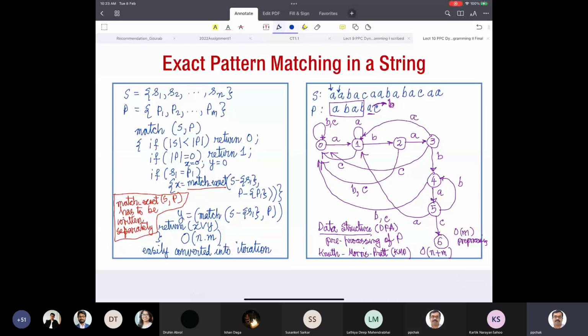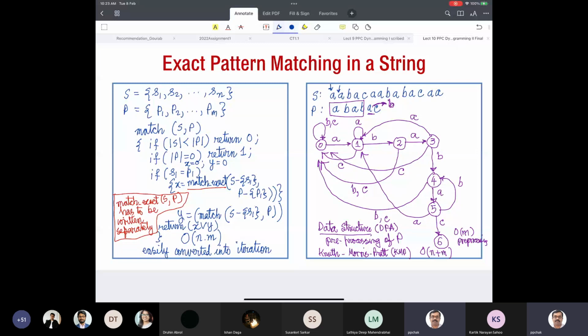Good. So this is the definition. As you just said, you have two strings, the string S1 to Sn, the pattern P1 to Pm, and then you match S with P. And if the size of S is less than the size of P, return 0. This one just returns true or false. Otherwise, if P is empty, then you return 1. And then you check whether S1 is equal to P1 or not. And then if you want to find all matches, then you call both.